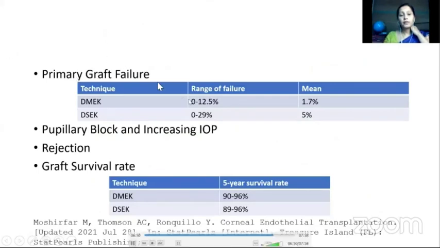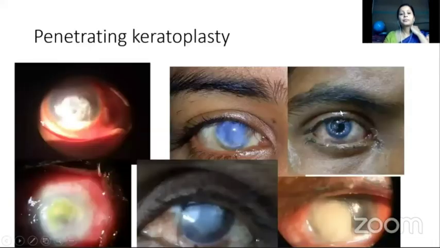So the risk of graft failure in DMEK compared to DSEK is actually less. The range of failure is from 0 to 12.5%, but there is a high risk of pupillary block and increasing IOP, which can be managed if the surgeon is well aware. Again, the 5-year survival rate is quite good compared to DSEK, which is almost 90 to 96%. It has a steep learning curve, but once it is learned, DMEK gives very good results.